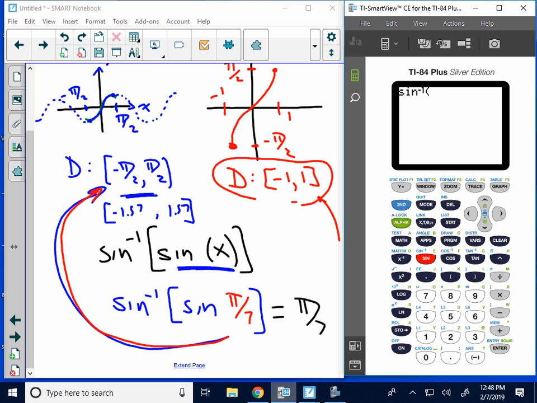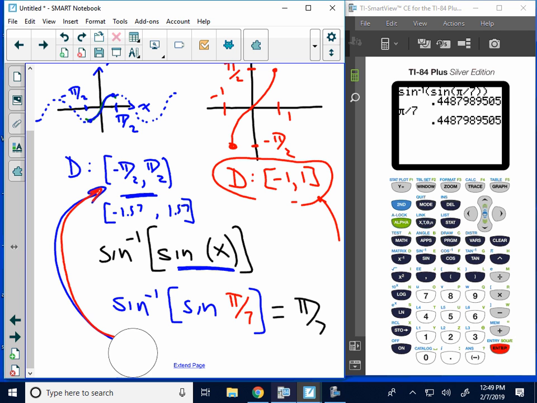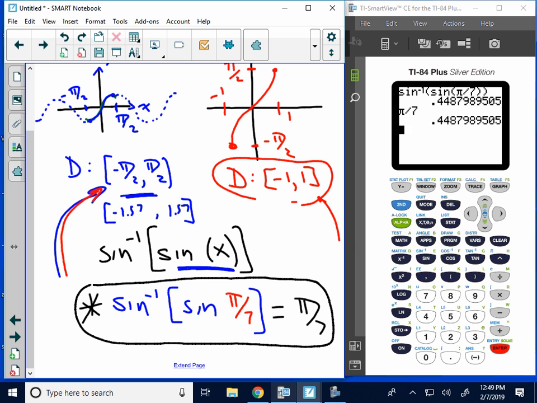This is what I'm trying to do: sine inverse of the sine of pi divided by 7. And I end up with this number. It doesn't print pi over 7, but in fact, it is pi over 7. If you just check what is pi over 7, Mr. Calculator, it works out to be exactly that same number. So this would be a typical problem that you could do on the test. That is not a calculator problem. You just sit there and go, yes, that pi over 7 is correct. It's in this interval, right? So I know that the sine inverse of the sine of pi over 7 will be pi over 7.